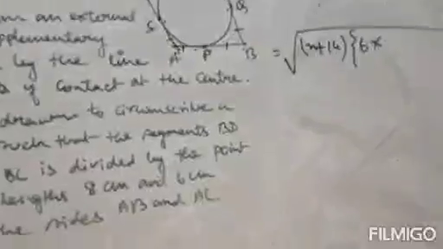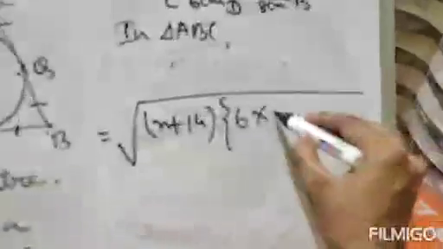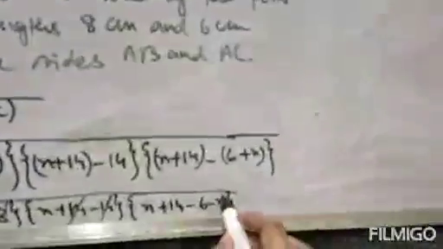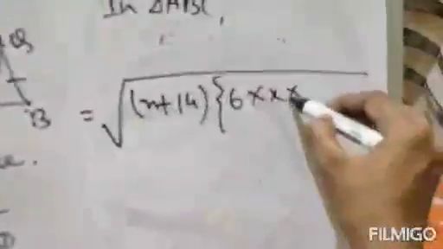Okay. So 6 into, and then just eliminate 14 and 14. So it will be x. Clear? Then x will also get eliminated. Then it will be 14 minus 6, that is 8. So it will be 8.